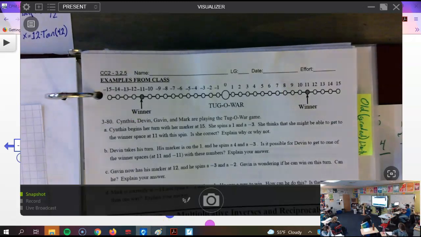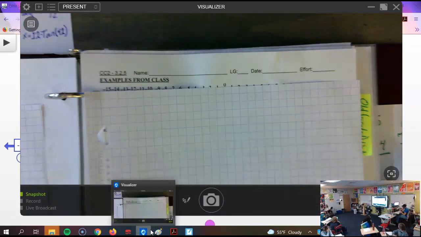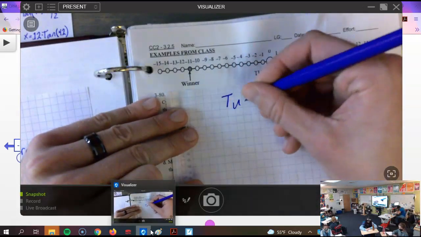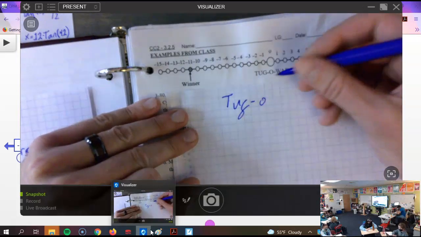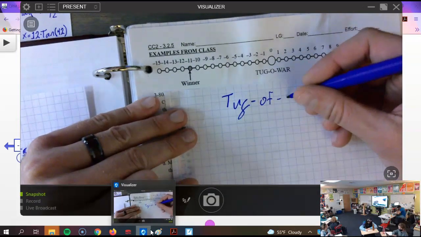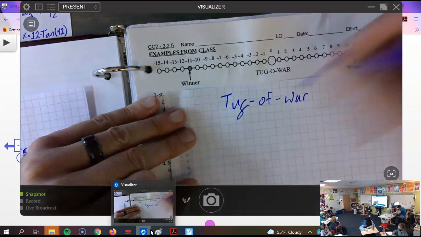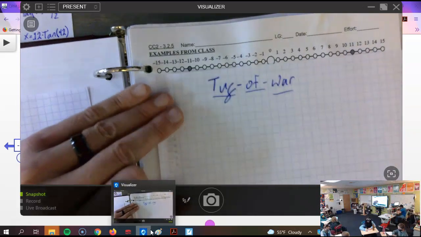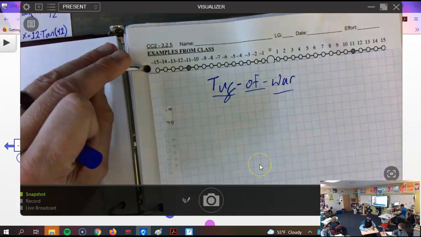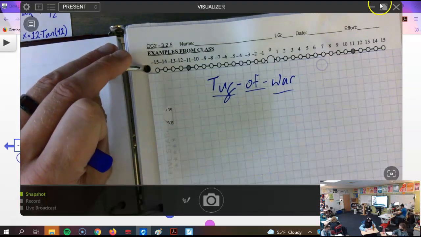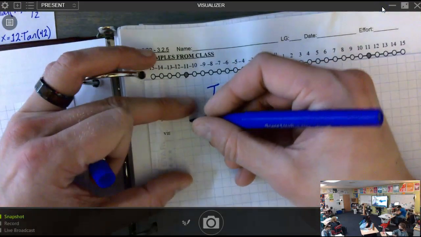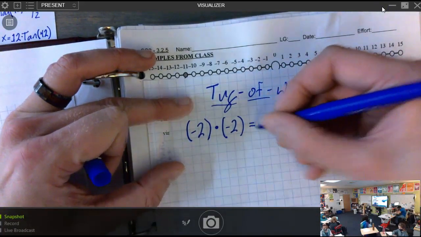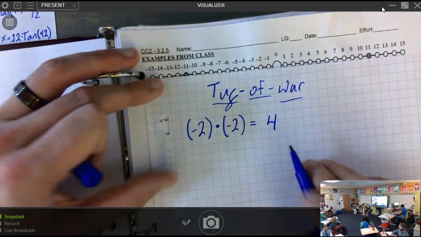On your graph paper, everyone grab your graph paper and title it Tug of War. On your paper, as I walk around and check on what you're doing, what I then write is my two numbers and what I did with them. Notice I put a multiplication symbol, and where I'm at now.